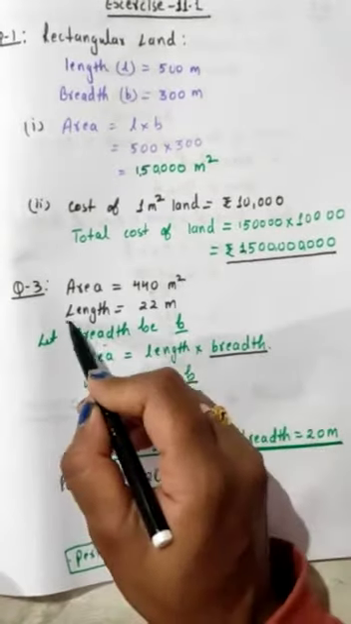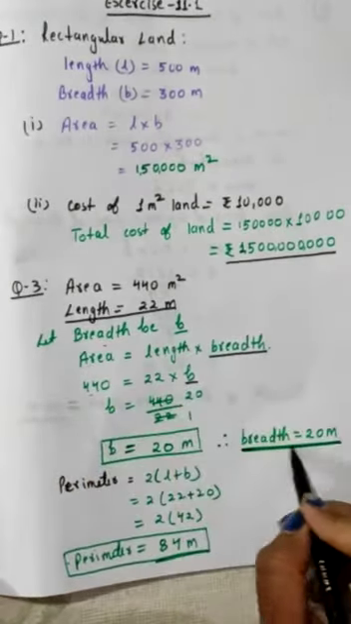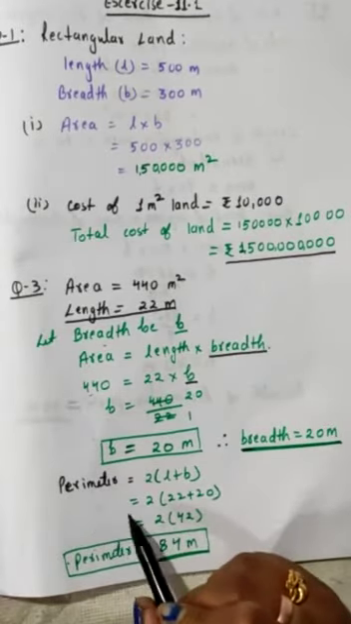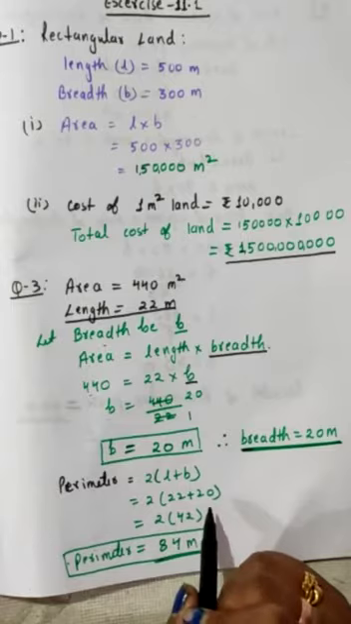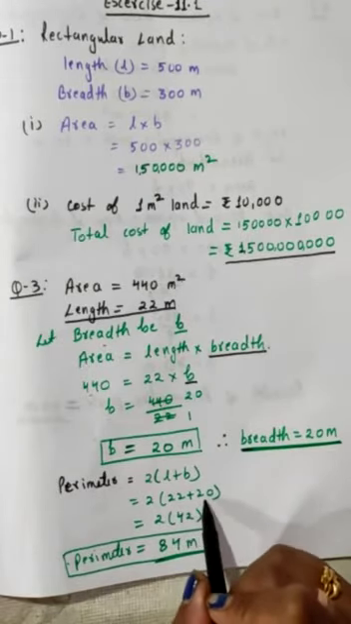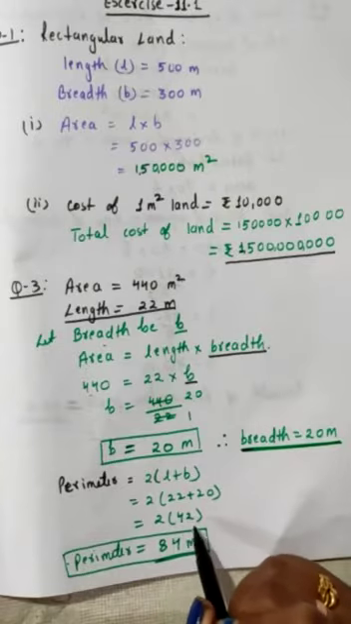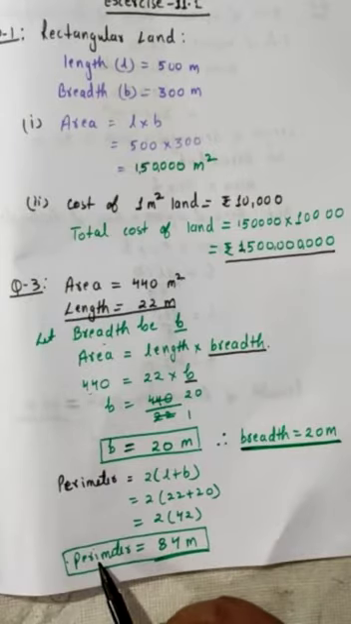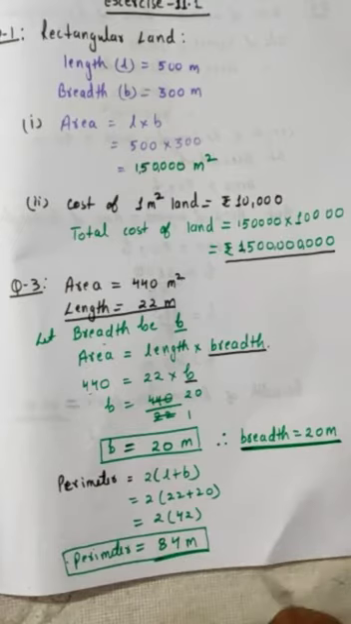Now you know length is 22 meter and breadth is 20 meter. So you can now calculate the perimeter, and perimeter is 2 into L plus B. Just put the values: 2 into 22 plus 20, which is 2 into 42. So the answer for perimeter will be 84 meters. So what is the perimeter? The perimeter of the rectangular plot is 84 meters.